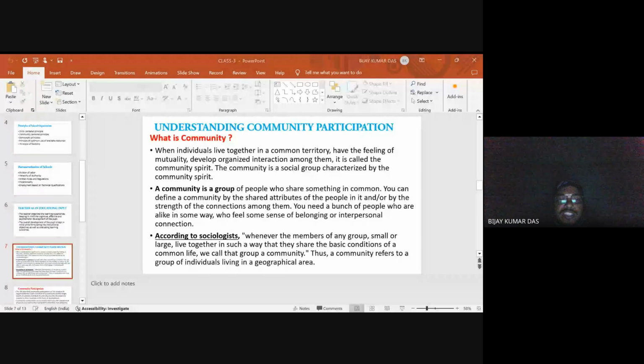So, what is community? When individuals live together in a common territory, have the feelings of mutuality, and develop organized interaction among them, it is called the community spirit. And the community is a social group characterized by the community spirit, isn't it? Again, we can talk about a community as a group of people who share something.